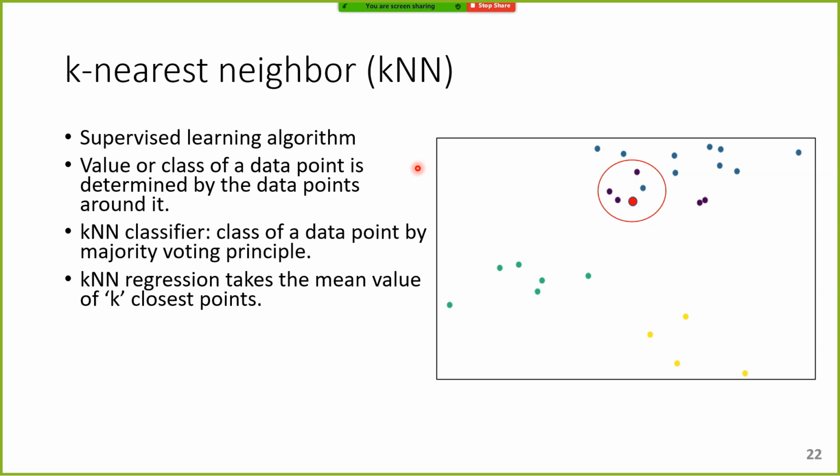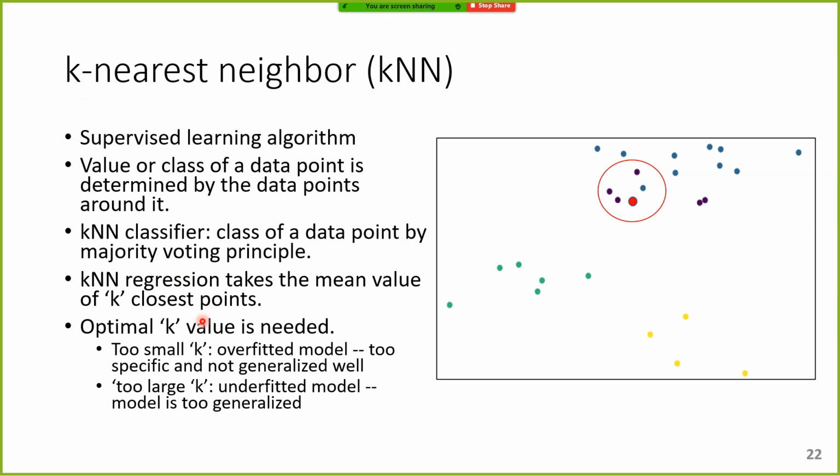And suppose we want to use this algorithm for regression analysis. What we would do is take again some 4 or 5 data points which are near to it, which are its neighbors, and then we will take the average value, and we will assign that average value to this new data point. The number which we choose, like 4 or 5, we call the k value, and that's where the algorithm gets its name, k nearest neighbor. Again, we want to use an optimal value of k. If k is too small, it will be an overfitted model, and if k is too large, it will be an underfitted model.